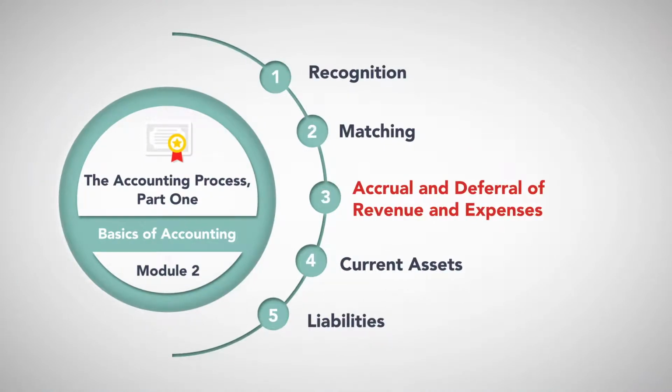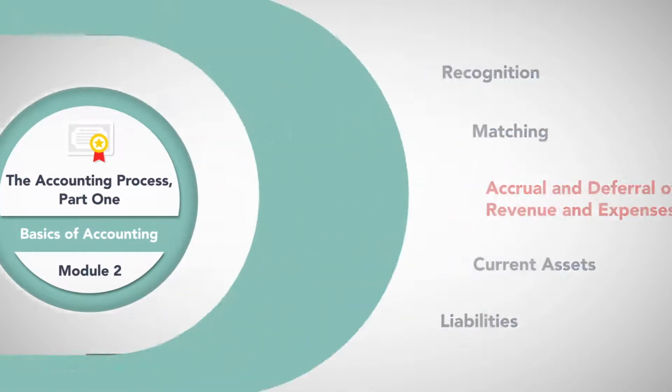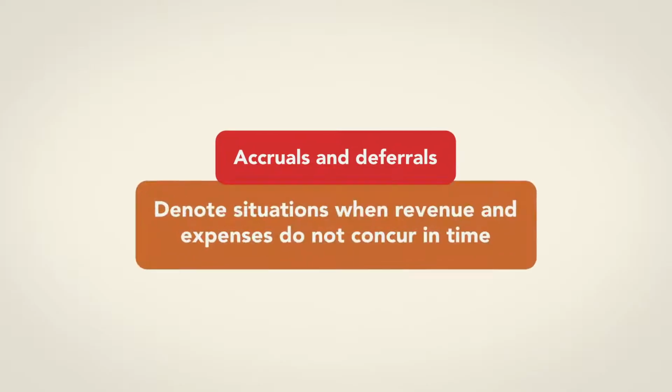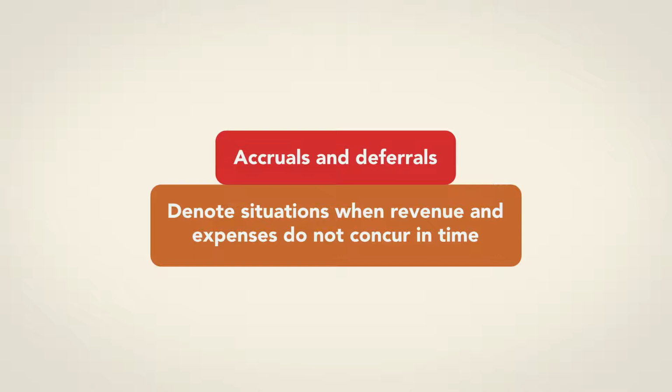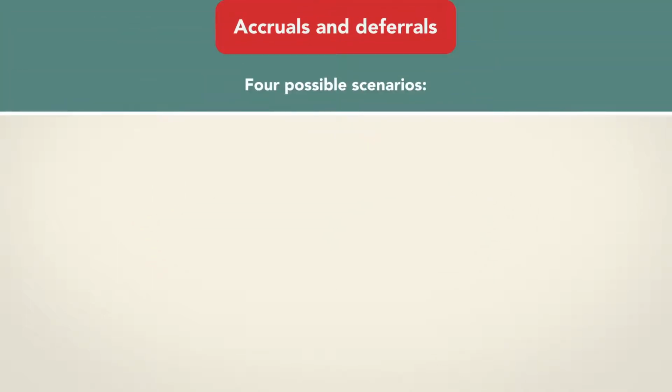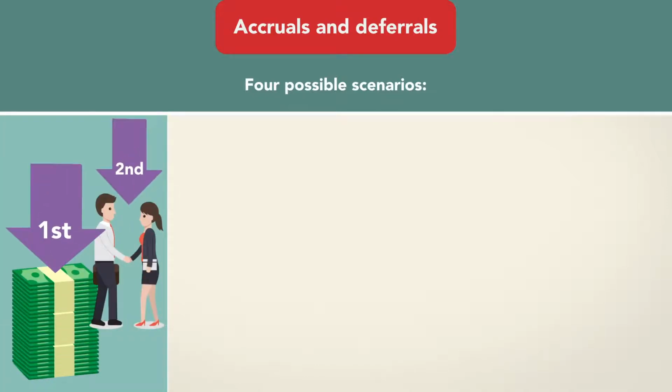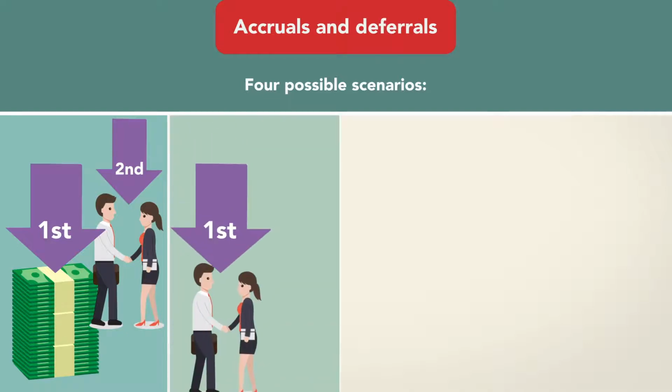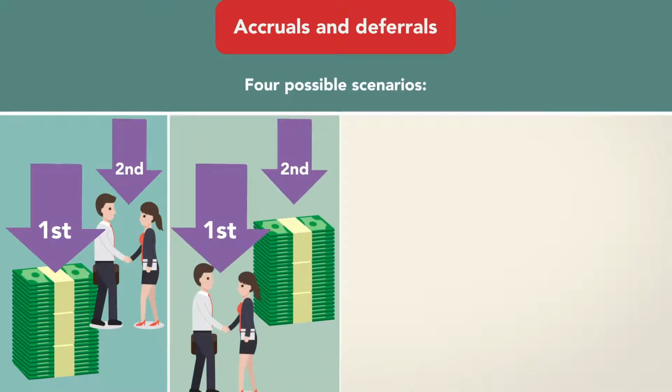Accrual and deferral of revenue and expenses. Accruals and deferrals denote situations when revenue and expenses do not concur in time. There are 4 possible scenarios involving accruals and deferrals as they pertain to revenue and expenses. Revenue can accrue before the company delivers its goods or performs its services, or alternatively, revenue may be deferred until after a company tenders its obligations.